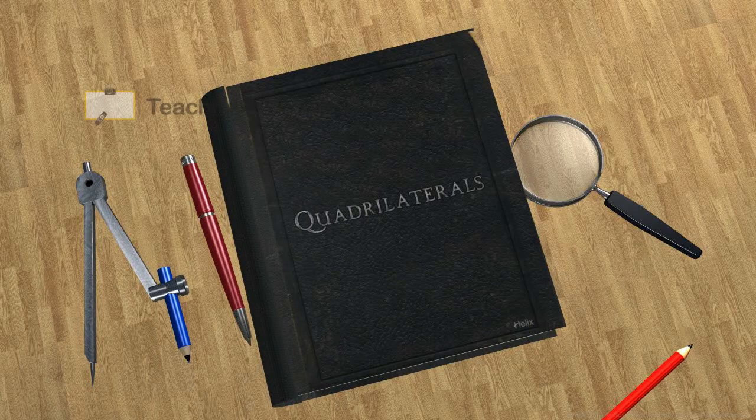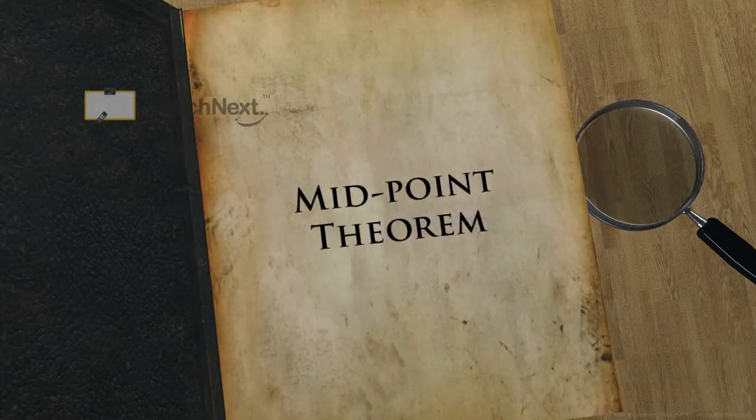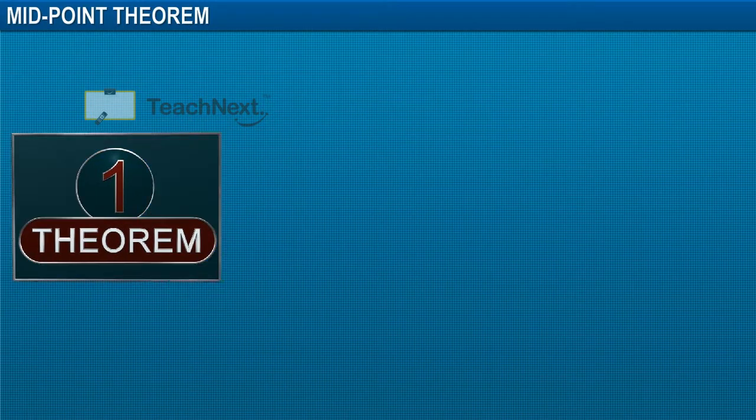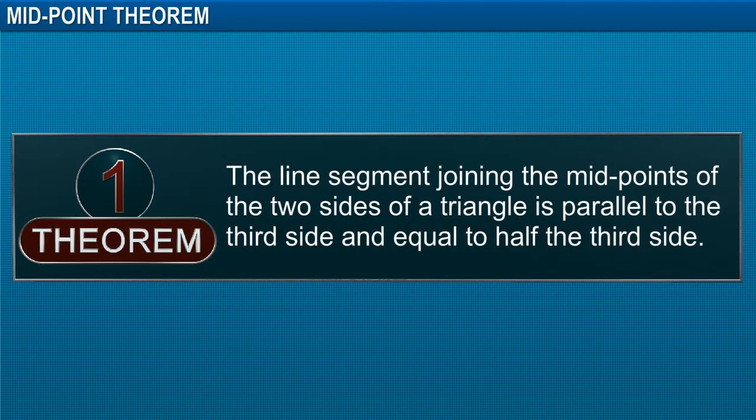In this module, you will learn to prove and apply the midpoint theorem. The line segment joining the midpoints of the two sides of a triangle is parallel to the third side and equal to half the third side.